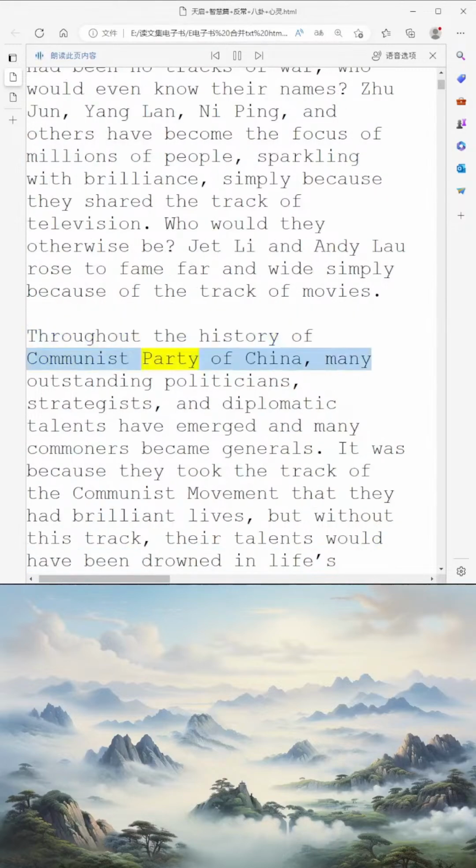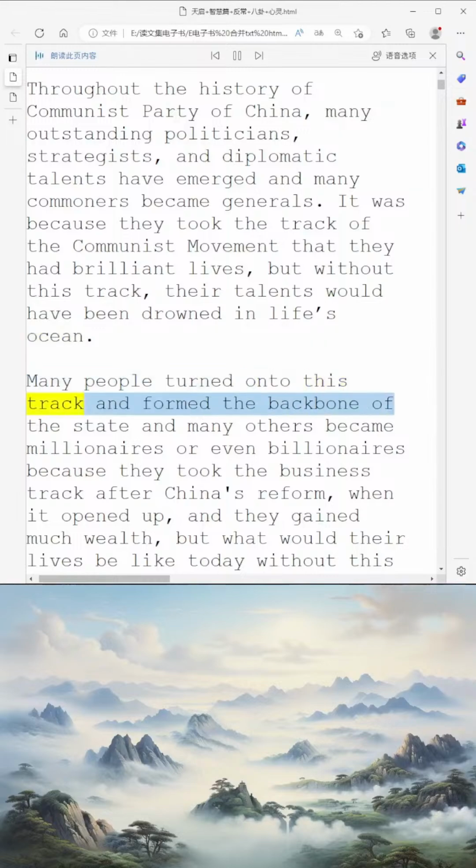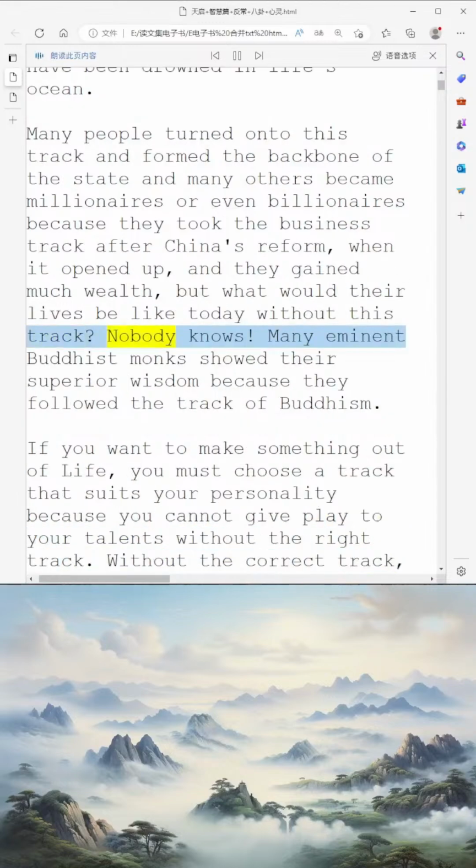Throughout the history of the Communist Party of China, many outstanding politicians, strategists, and diplomatic talents have emerged and many commoners became generals. It was because they took the track of the communist movement that they had brilliant lives. But without this track, their talents would have been drowned in life's ocean. Many people turned onto this track and formed the backbone of the state, and many others became millionaires or even billionaires because they took the business track after China's reform, when it opened up, and they gained much wealth. But what would their lives be like today without this track? Nobody knows. Many eminent Buddhist monks showed their superior wisdom because they followed the track of Buddhism.